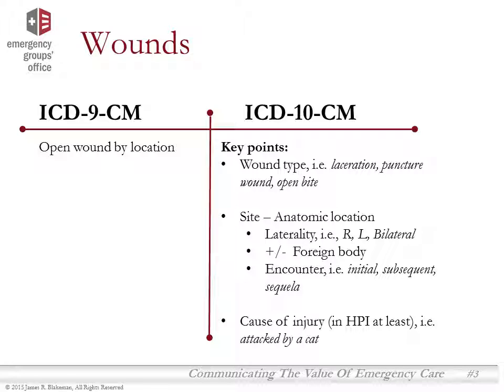The first area is the type of wound, and the second is the site with some level of description including laterality and presence or absence of a foreign body. Lastly, the coder will be looking for information to indicate if this is an initial, subsequent, or sequela encounter.